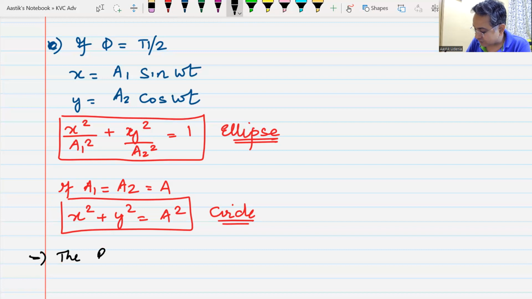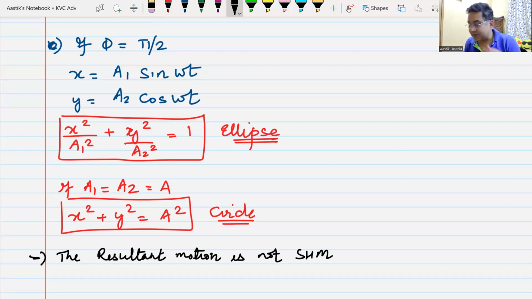Now the next question: is the resultant motion SHM? No, the resultant motion is not SHM. Why is it not SHM? If I find the resultant displacement, it will be the root of A1 sine omega t whole square plus A2 cos omega t whole square. It becomes a very complicated motion. It will not be an SHM. So the resultant motion is not SHM.